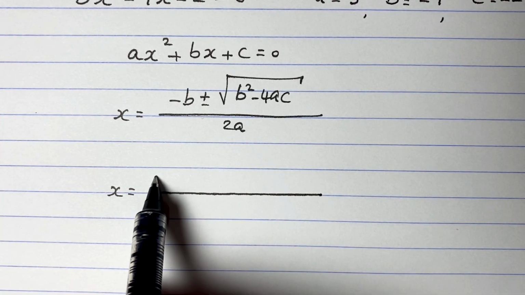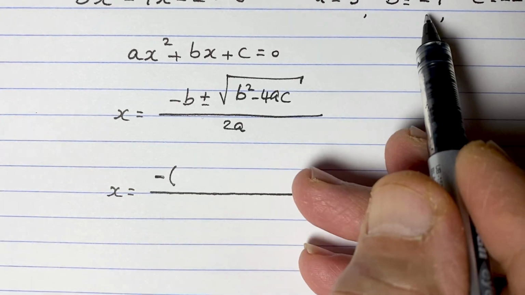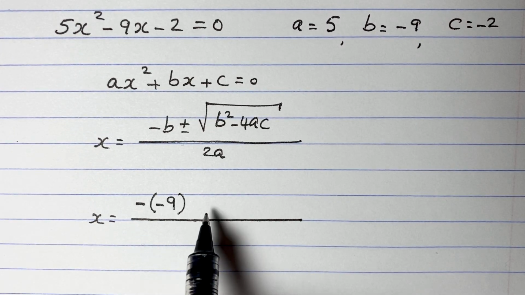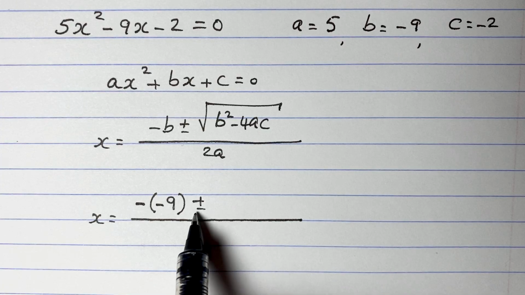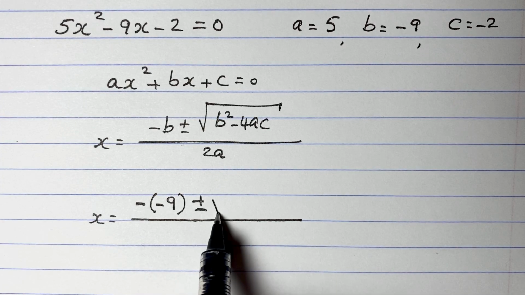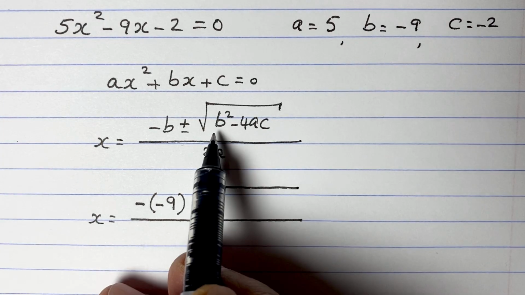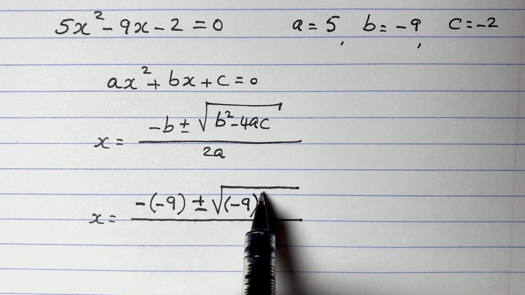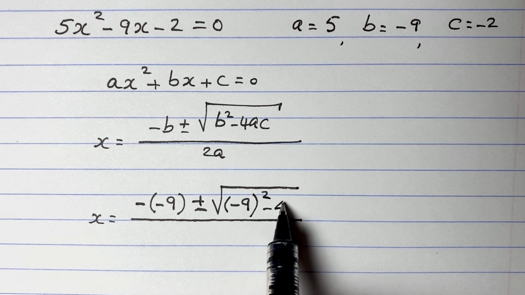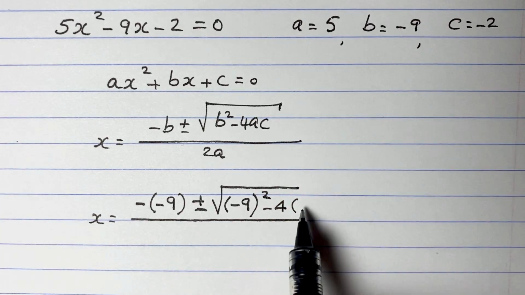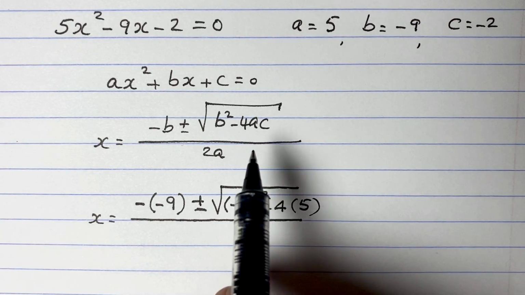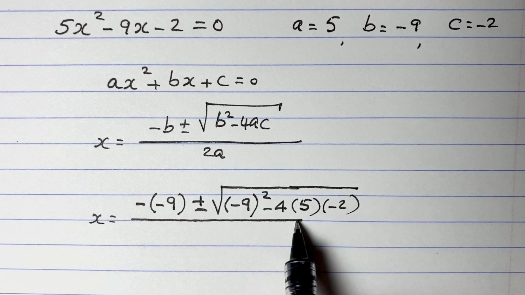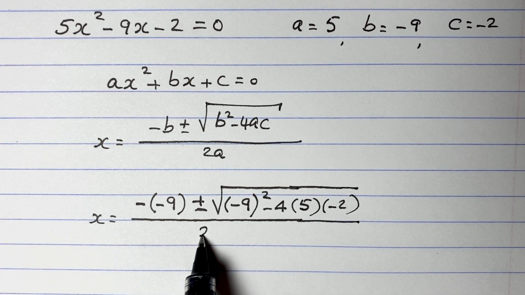Minus b, minus open bracket, and b is minus 9, plus and minus the square root of b squared, inside bracket, b is minus 9, close bracket, squared, minus 4, a is 5, then c is minus 2, divided by 2a, 2 lots of 5.